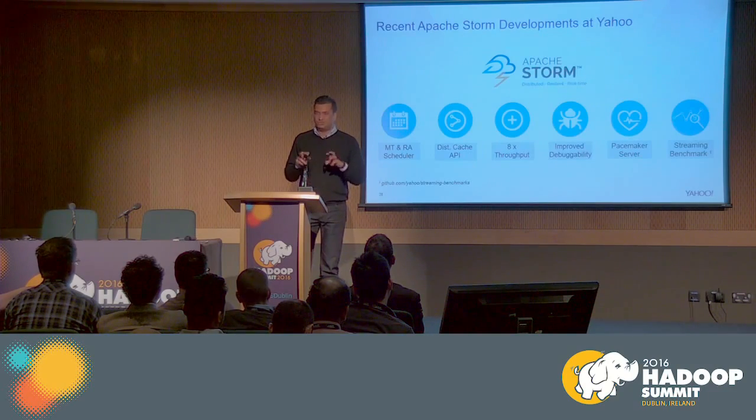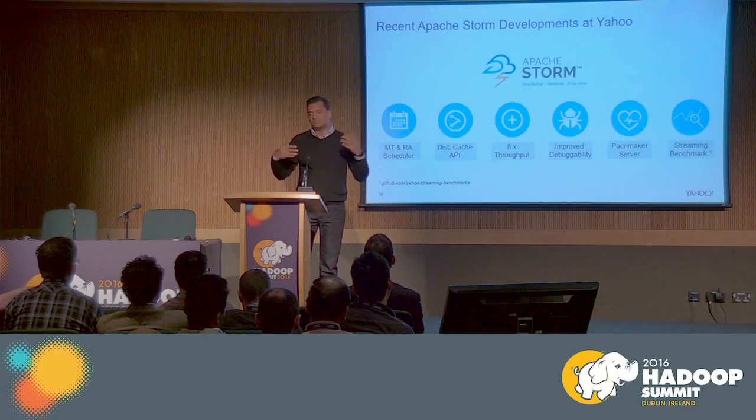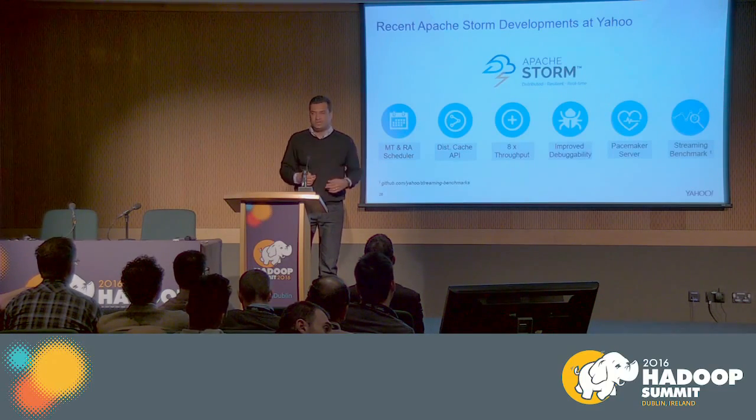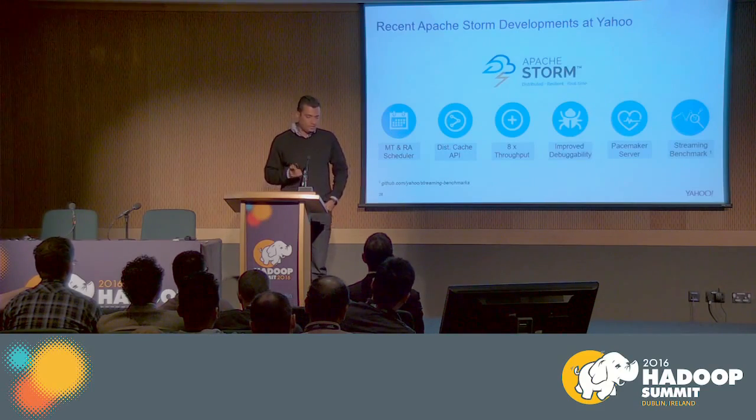Pacemaker server is sort of Yahoo specific. We had a project where we needed to scale the Storm clusters, and we found that ZooKeeper was a bottleneck. So it's just an alternate key value store in memory that offloads ZooKeeper and allows us to scale Nimbus. Okay, well, let's ignore the details. If you guys want to talk, we can talk later.